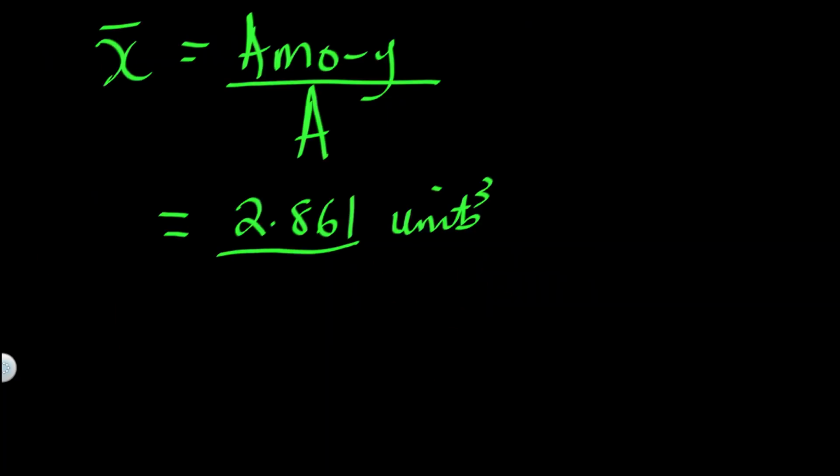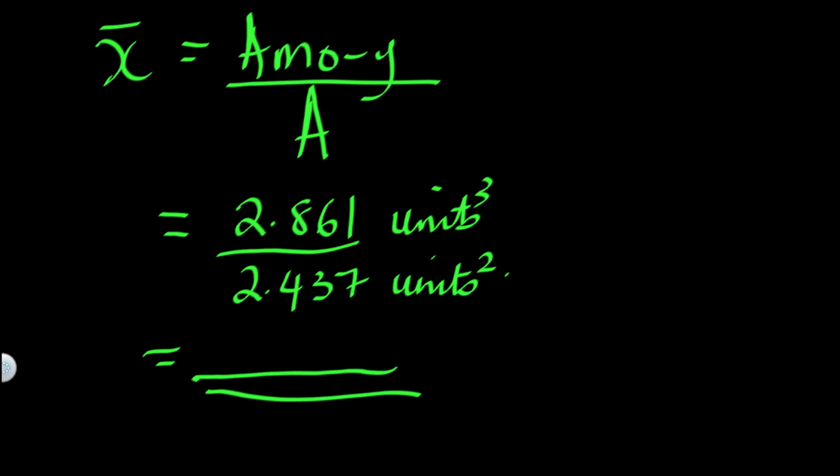All right. So let's come out here. Now our area was 2.437 units squared. If we divide these two, we get the x coordinate of our centroid, which we wanted, by the way. So it's 2.861 divided by 2.437. We get 1.174 units, to 3 decimal places. This is the x coordinate of the centroid.